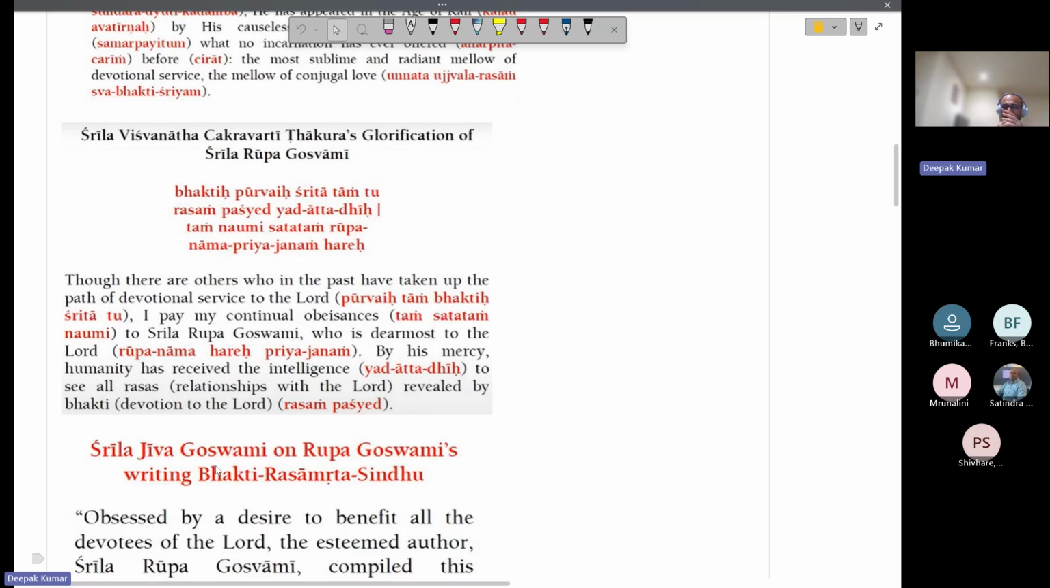And Rupa Goswami, before he wrote this, studied for many years the Rasa Shastra, right? Which is the drama. Like how the drama is depicted, how you depict the different emotions. So he went in and he studied that. And after that, he wrote this book.